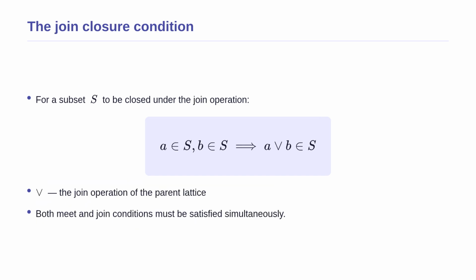Having established the meet condition, we must also satisfy the join condition. This formula defines the exact same requirement but for the least upper bound. It dictates that taking any two elements A and B from the subset S and combining them using the join operation, represented by the V symbol, must result in an element that is also safely contained within S. For a subset to officially earn the title of a sublattice, both this join condition and the previous meet condition must be satisfied simultaneously. If even one calculation points outside, the subset fails.